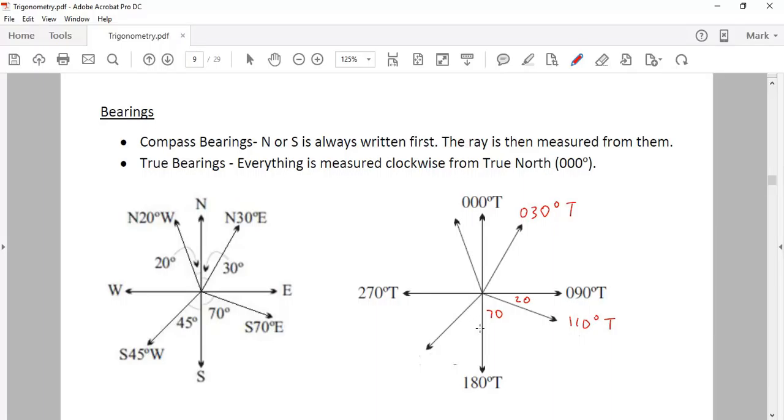Now that's 45, so it would be 180 plus 45, so we get 225. Remember, it goes around to 360. So if we know that's 20 there, 360 minus 20, we get 340. So the first one's compass bearings, the second one's true bearings.